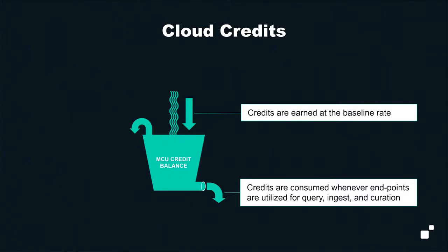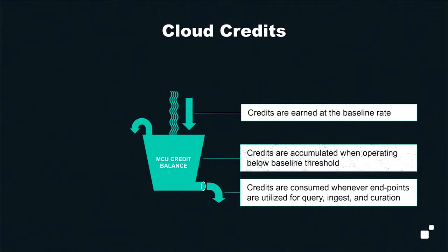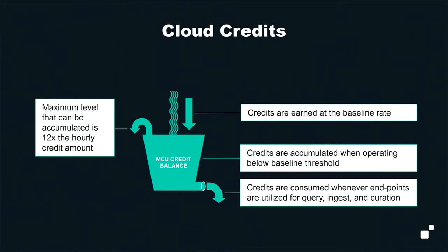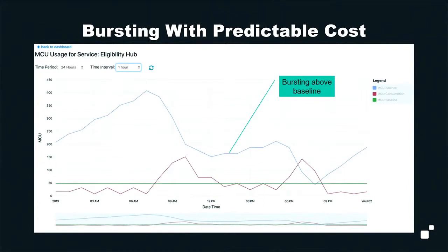So anytime that consumption is below baseline, you accumulate. So the credits will start to accumulate. There is a limit. We limit this to 12 times the amount of baseline. Another way of looking into this is through a chart.